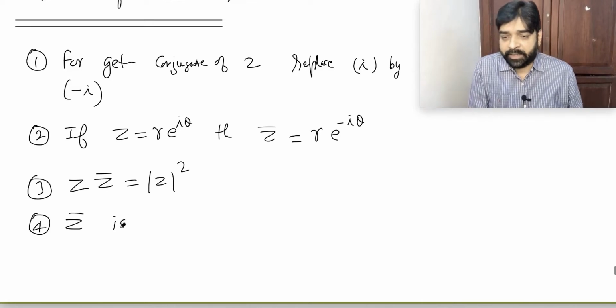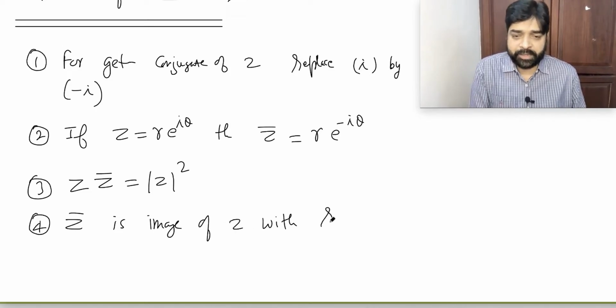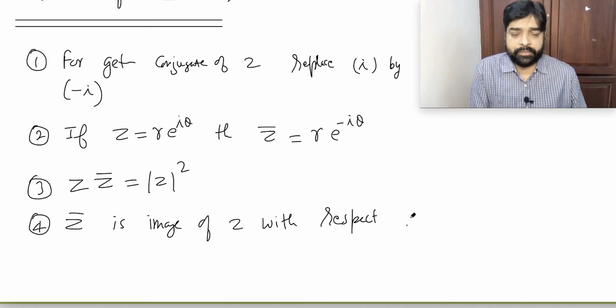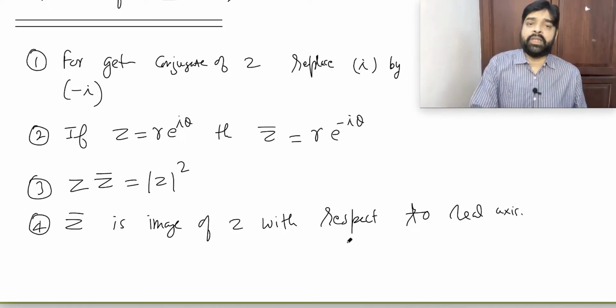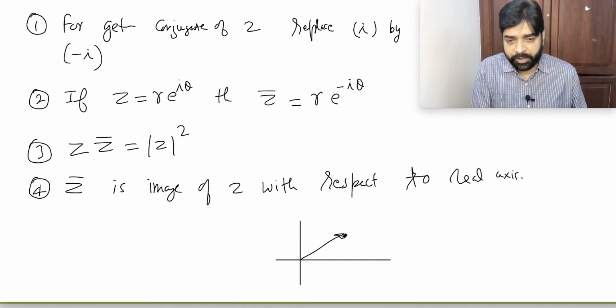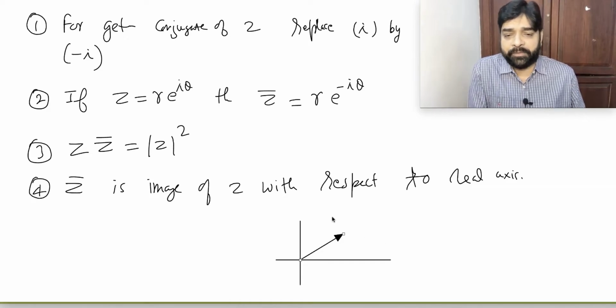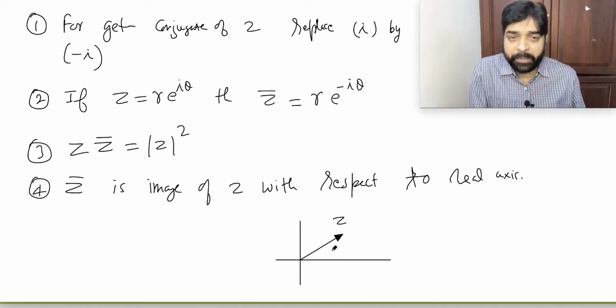Z bar is the image of z with respect to the real axis. This is the actual meaning of the z bar. If this is your z, think carefully everybody. This is your z. So if this is z, then z bar will be obtained by assuming the real axis as a mirror and drawing the image.